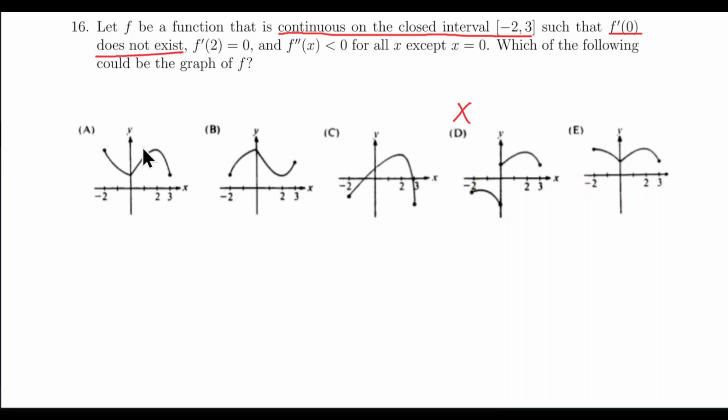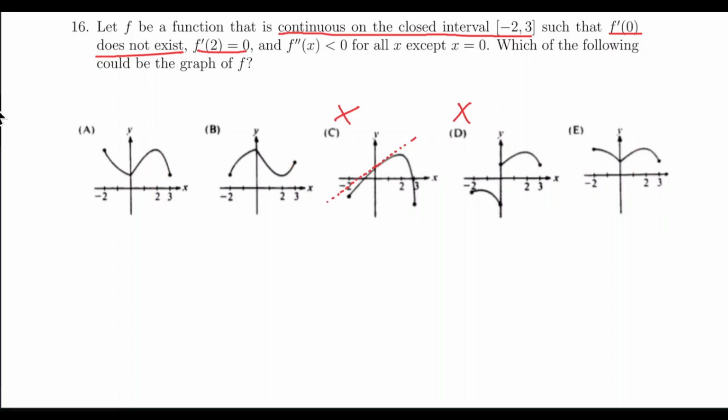F prime 0 does not exist means that at 0 it has a vertical tangent or a sharp corner, etc. But look at C. C does not have any such funky stuff. In fact, we can easily draw a tangent at 0 and find f prime 0. So that's gone. Yeah, A, B, and E have sharp corners, so the derivative is not defined there. Now they are saying f prime 2 is 0. It means that at 2 I have a local max or min. Unfortunately, all three are meeting that criteria, so this is not helpful for us.